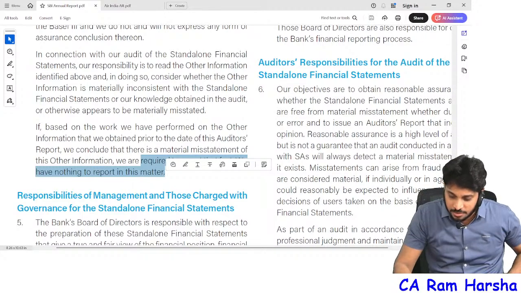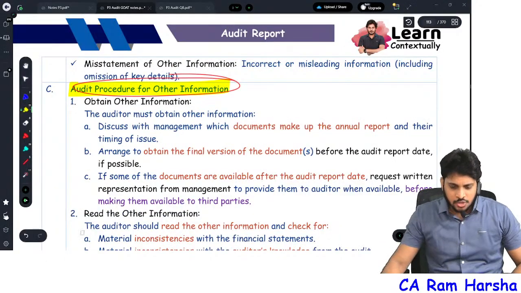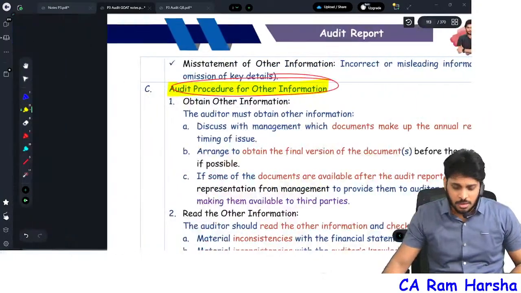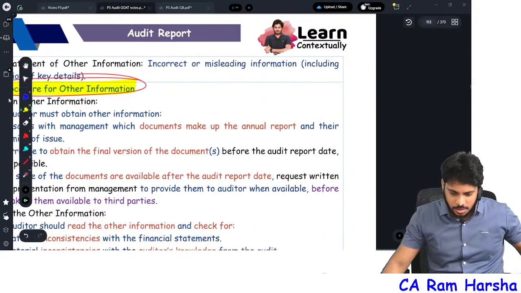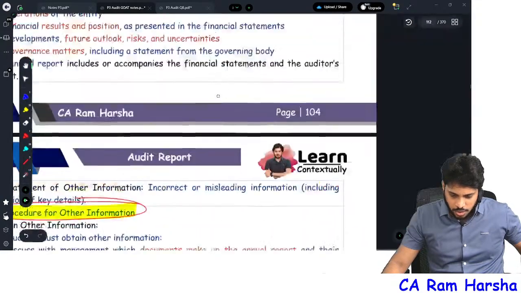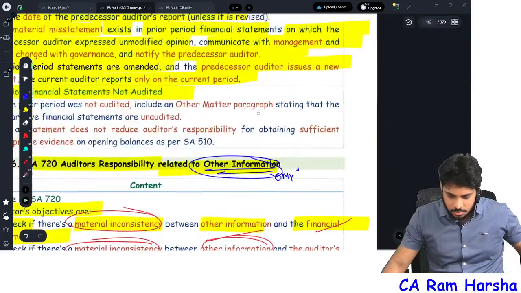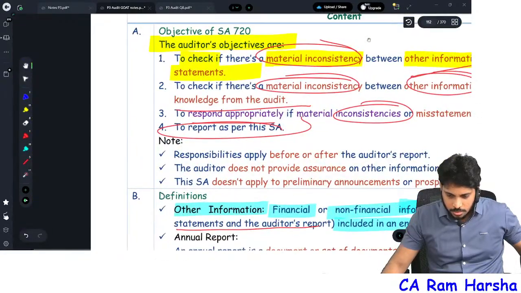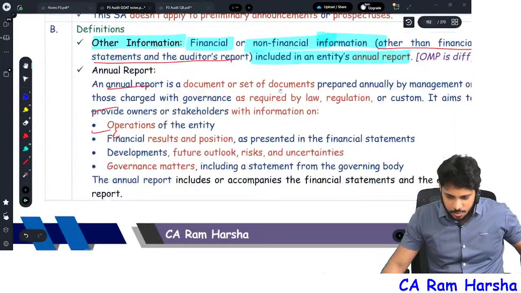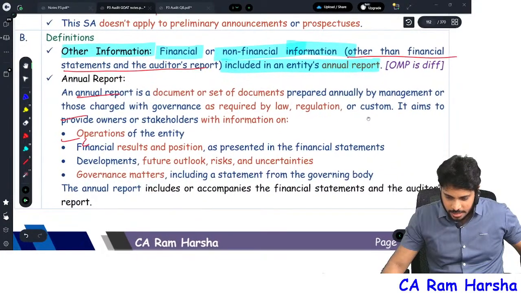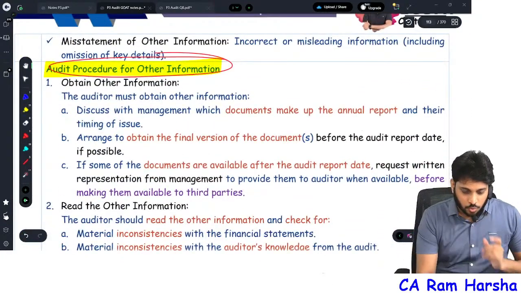Now look at our book. So what is the auditor's responsibility here?